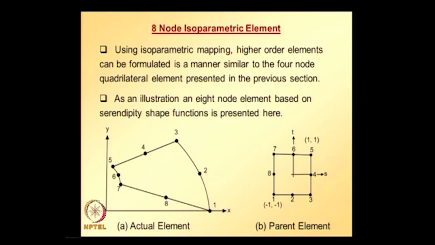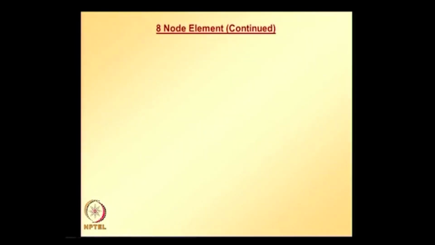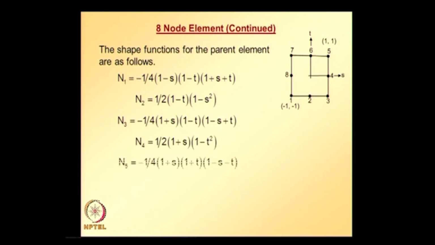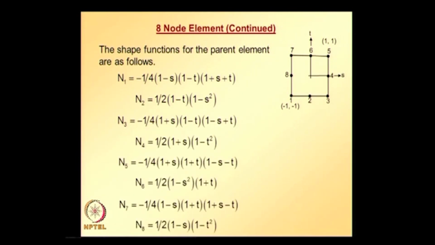So, first thing is we require to note down the shape functions of all the 8 nodes of the 8 node serendipity parent element, which is shown on the right hand side, and the actual element in the figure is shown on the left hand side. These shape functions for the parent element are as follows. All these shape function expressions we have seen earlier, and also we discussed how to derive these.